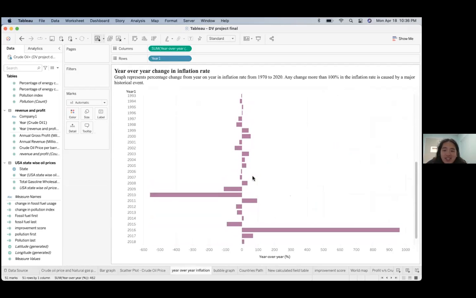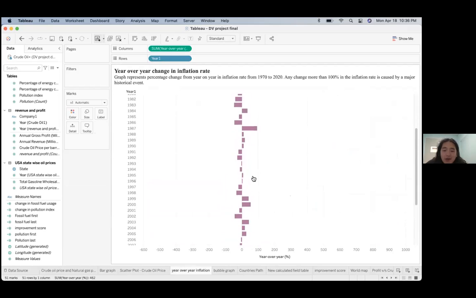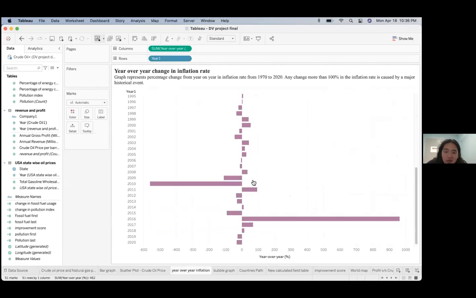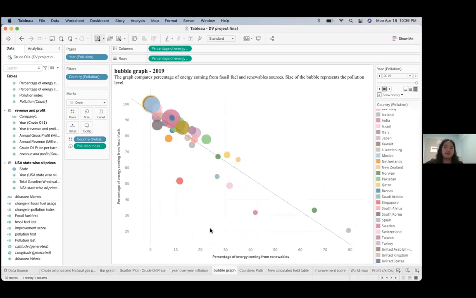Next. And for the year-over-year change in inflation rate, we're going to see inflation rate, but there is a negative and positive. For the negative, we can see there's deflation, and for the positive will be inflation. Also look at 2010, there was a crisis, economic deflation because of economic crisis. And 2016, under Obama administration, inflation was so much high and oil prices increased, and it resulted in a high inflation rate.